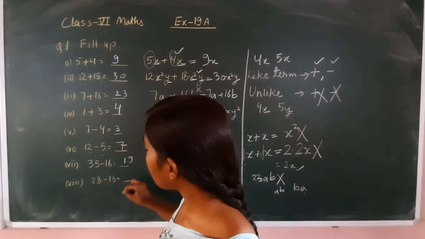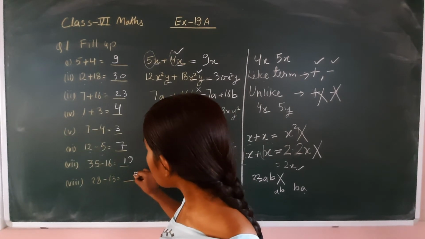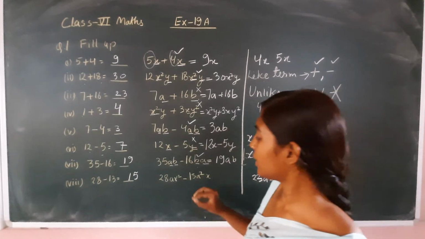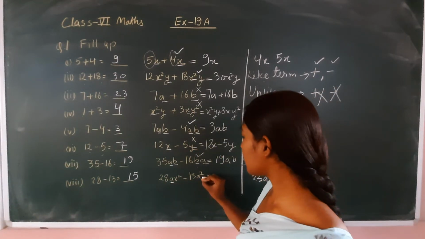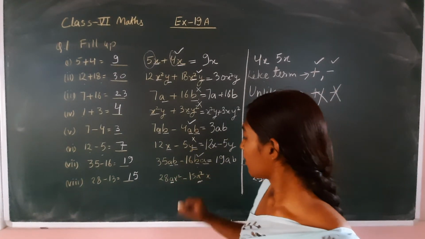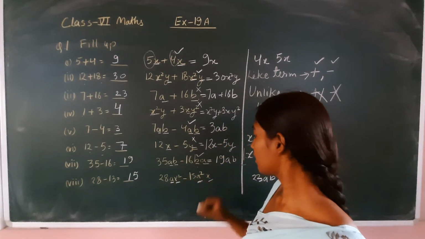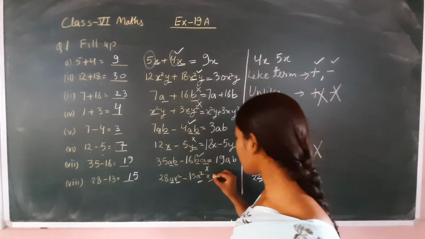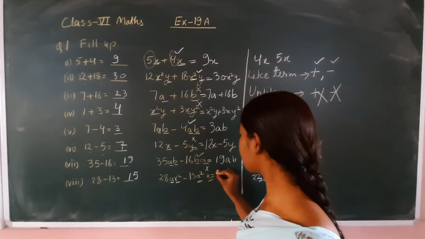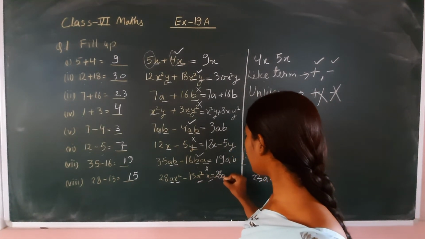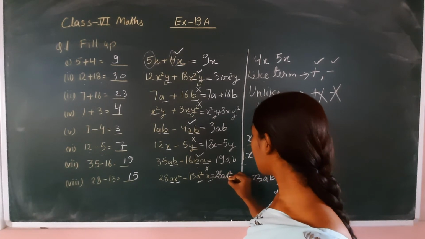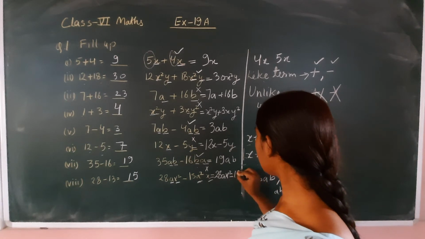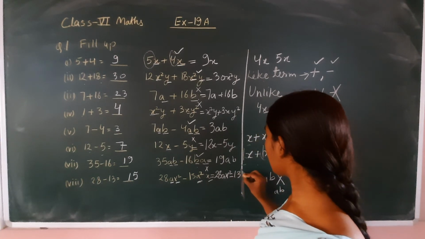Now 28 minus 13. Here is 5, here is 1. Here for algebra we will check. Here is a x square, here is a square x. Means they are unlike. So there will not be any addition or subtraction. So the answer will be 28 a x square minus 13 a square x.